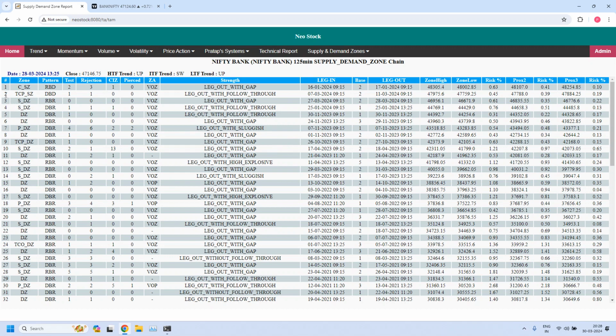So the number 2 and number 3 are immediately available supply and demand zones. First let me draw the high liquidity demand zone. When it is created on 27th March, 2 base candles, and 28th March we have a leg out. So 27th March 9:15.